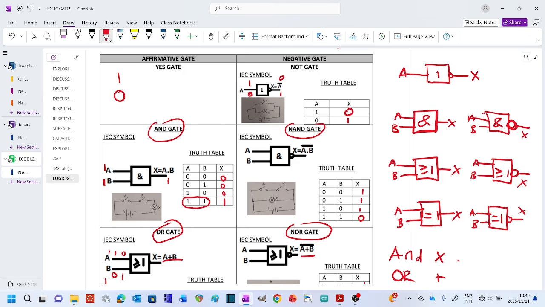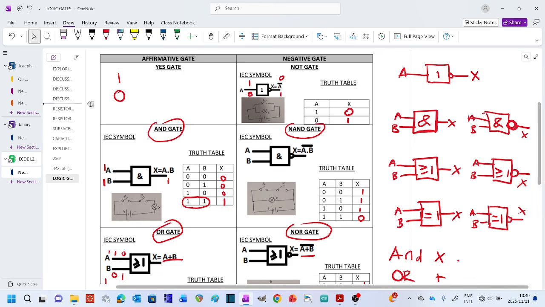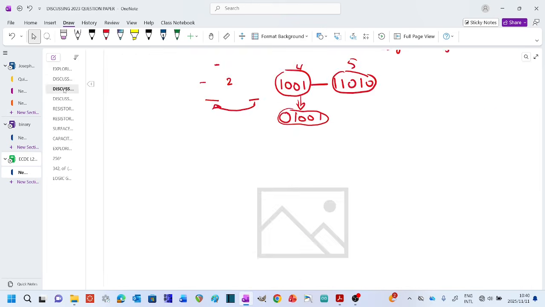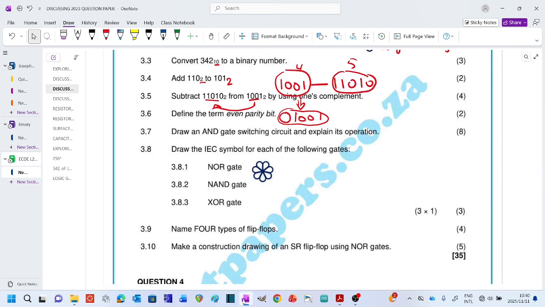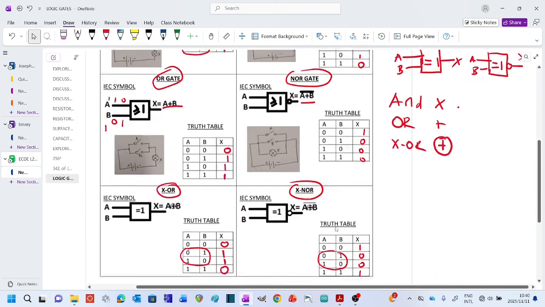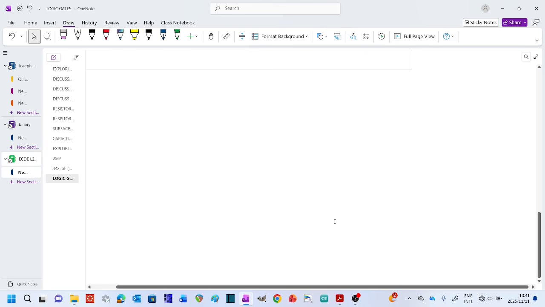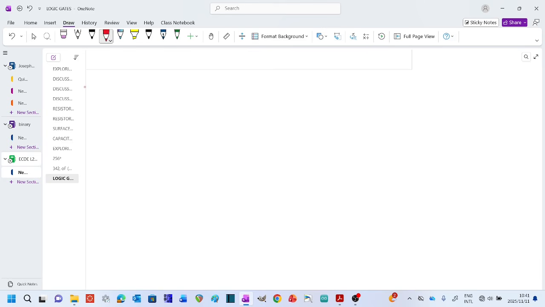So how does the circuit work? There is a question where they are asking you: explain 3.7. Draw an AND gate switching circuit and explain its operation. When it comes to circuit diagrams of logic gates, I can give you a hint. Let me do a NOT gate first. A NOT gate is actually an inverter. So what does it mean?